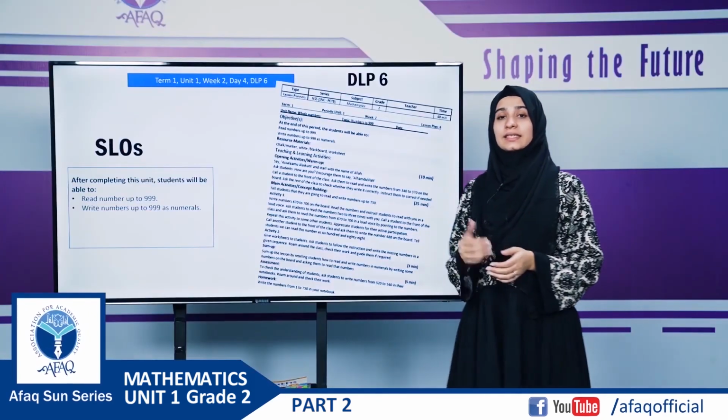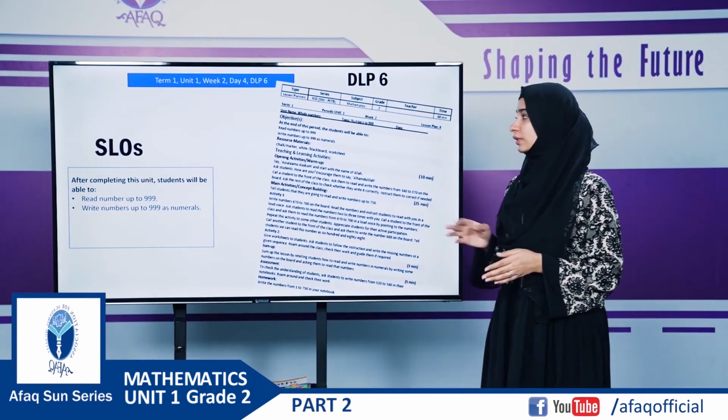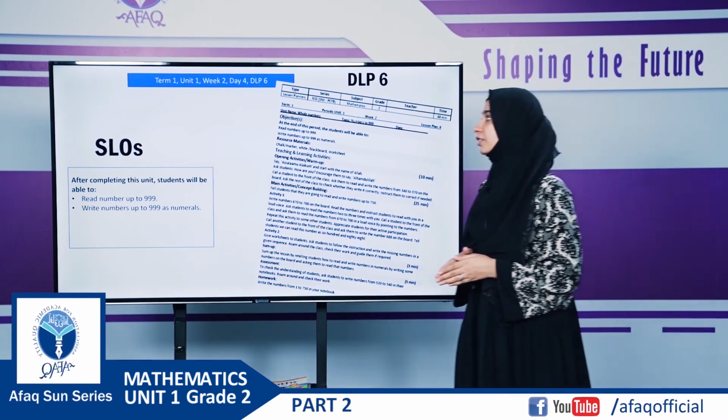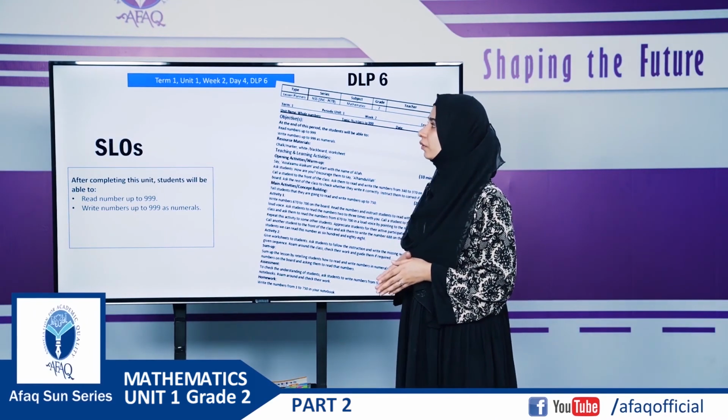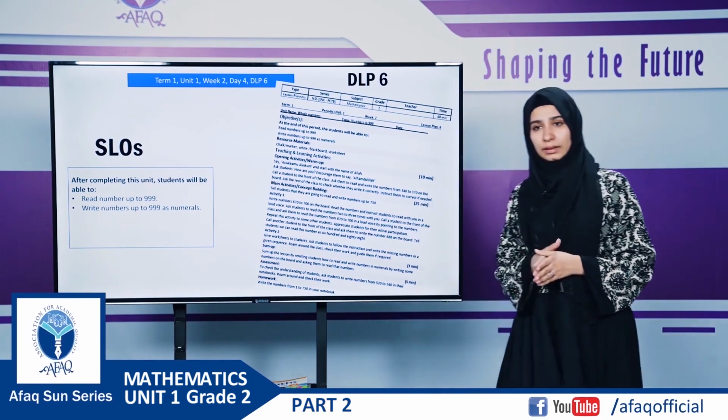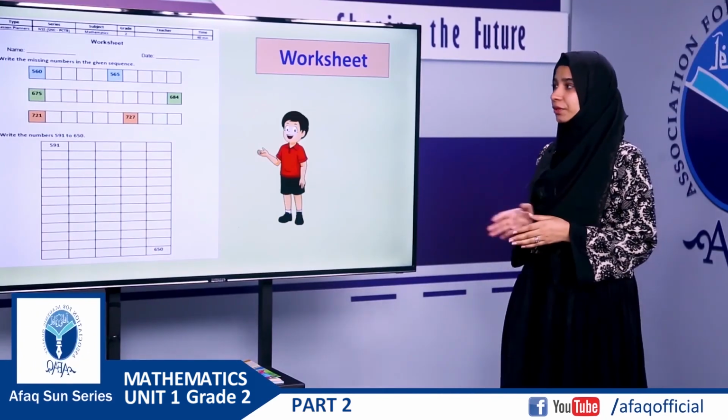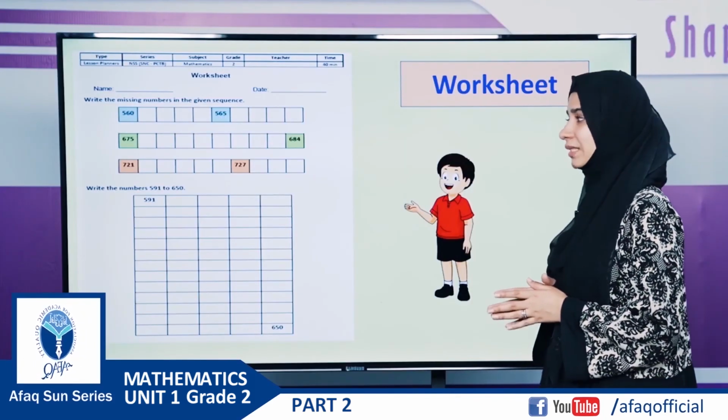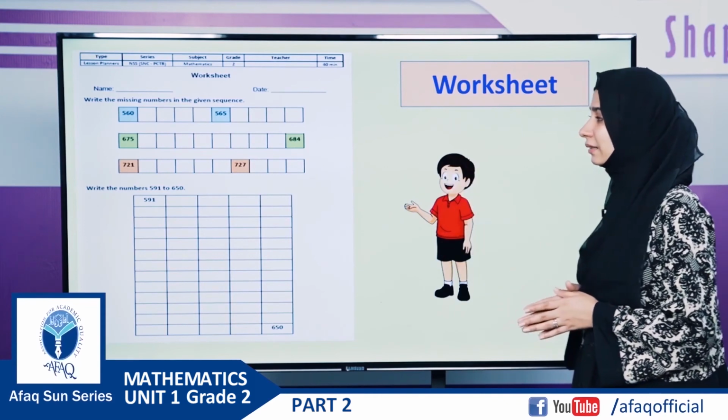So students, in this lesson we are going to cover only 2 SLOs, and to cover these SLOs, the complete methodology has been given in DLP 6 of day 4 of week 2 of unit 1 of term 1. So students, here's a worksheet for you. Write the missing numbers in the given sequence. You need to fill in the blanks.